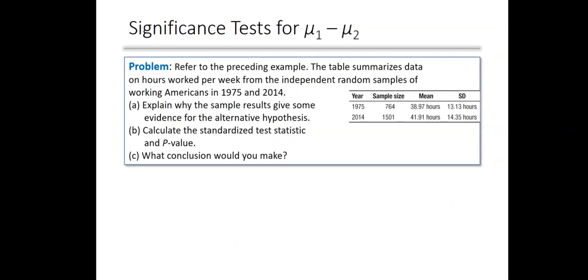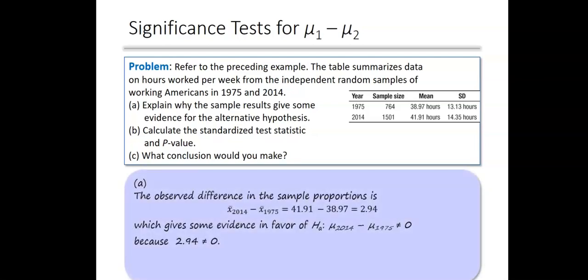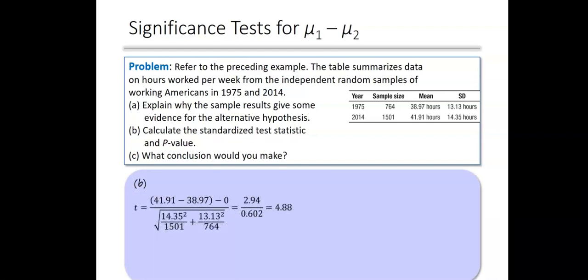Okay, so explain why the samples give some evidence for the alternate hypothesis. Well, it went from 38.97 average to 41.91, so we have some evidence. But let's actually calculate the stats. So you want to calculate T. You plug in all the values to T, right? And you get 4.88 when you do that. Those were all given to us. That's the test statistic.